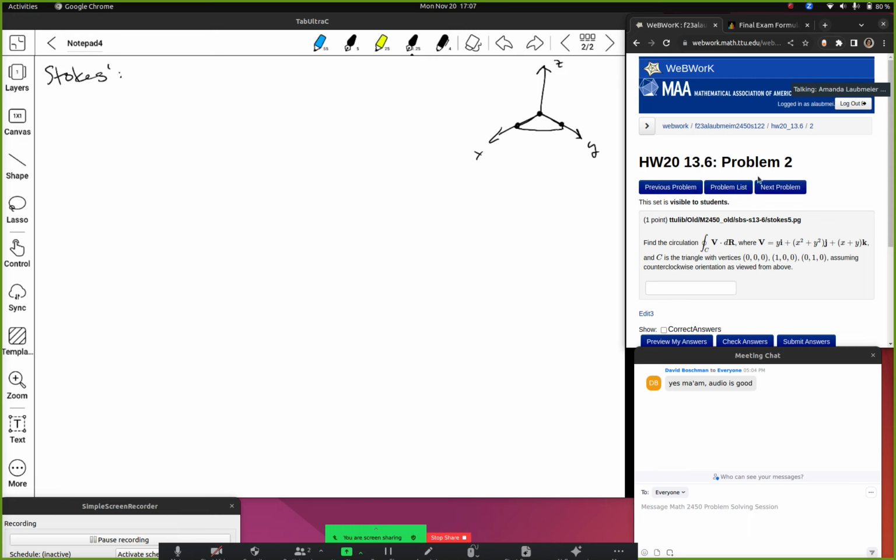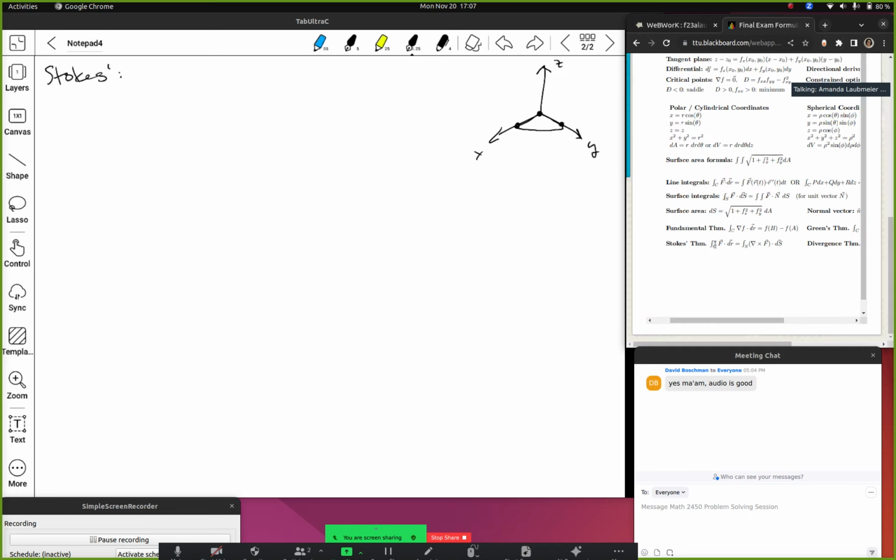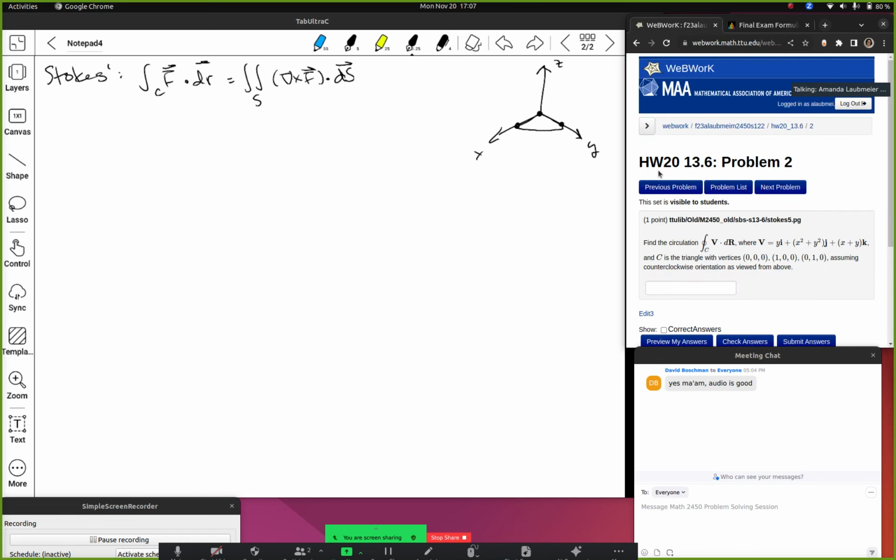So I want to use Stokes' theorem to solve this problem, which means I'm going to use this formula right here. And so all that I have to do is take that curl and then define the surface that I'm integrating over. So let's do the easy part first.